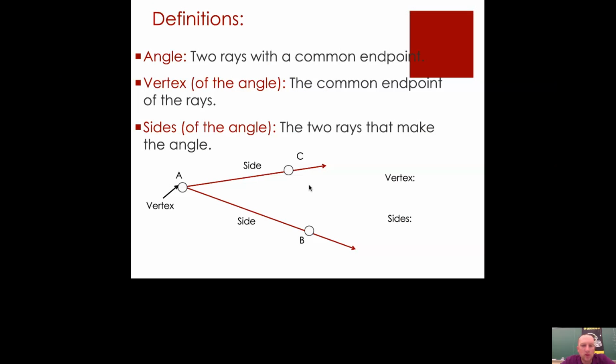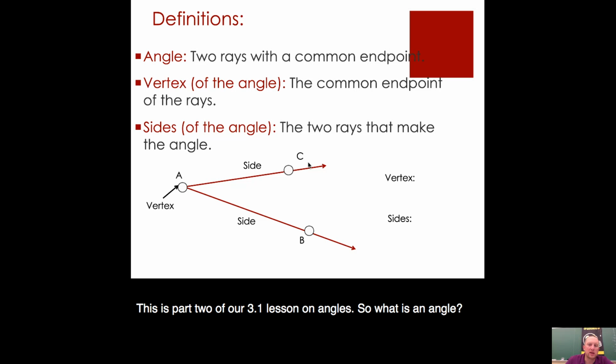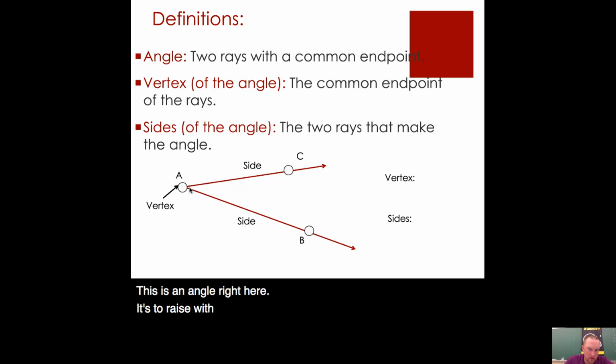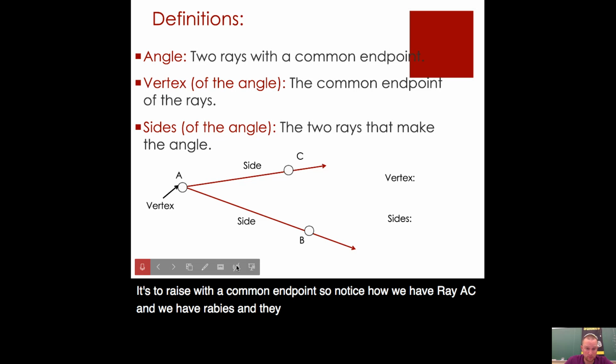This is part 2 of our 3.1 lesson on angles. So what is an angle? Well, this is an angle right here. It's two rays with a common endpoint. So notice how we have ray AC and we have ray AB, and they form this angle.